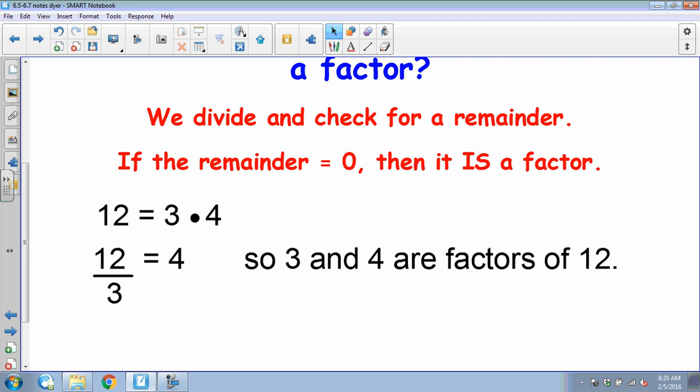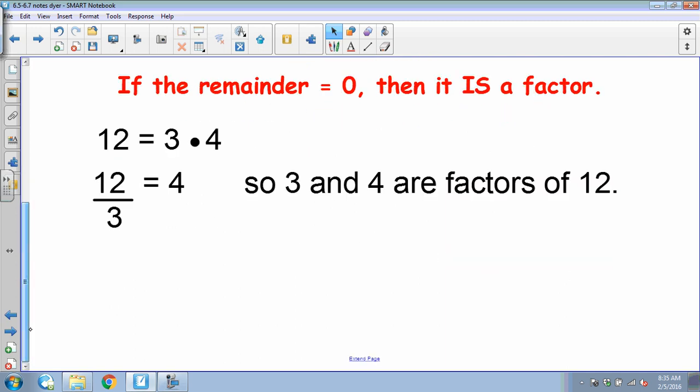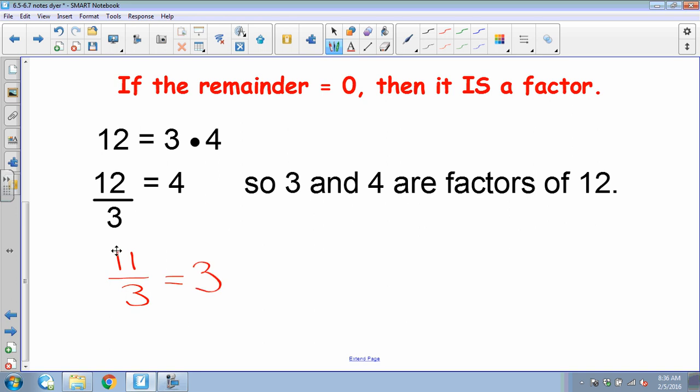Okay, if I take another example, if I had 11 and I divided by 3, 3 goes into 11 3 times with how many left over? 2 left over, right? This is my remainder. 2 is my remainder, okay?